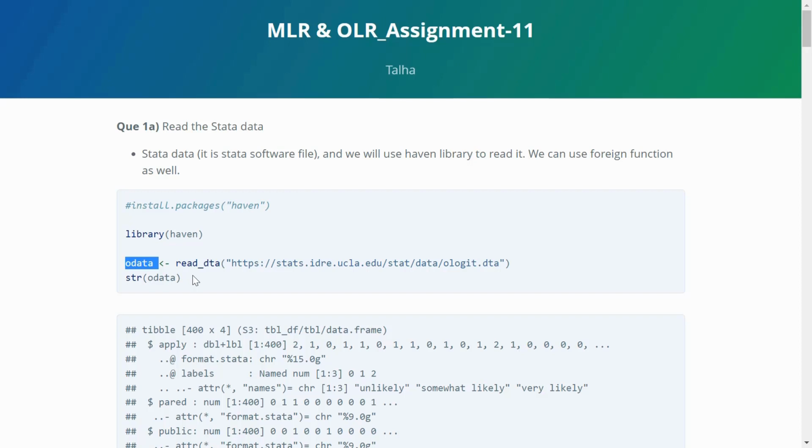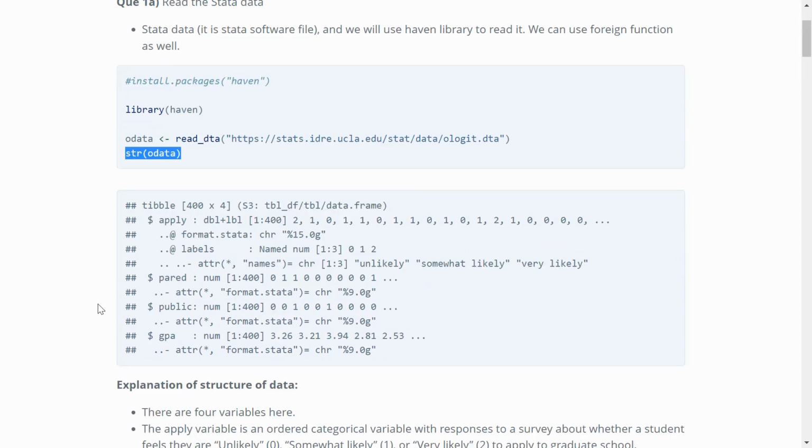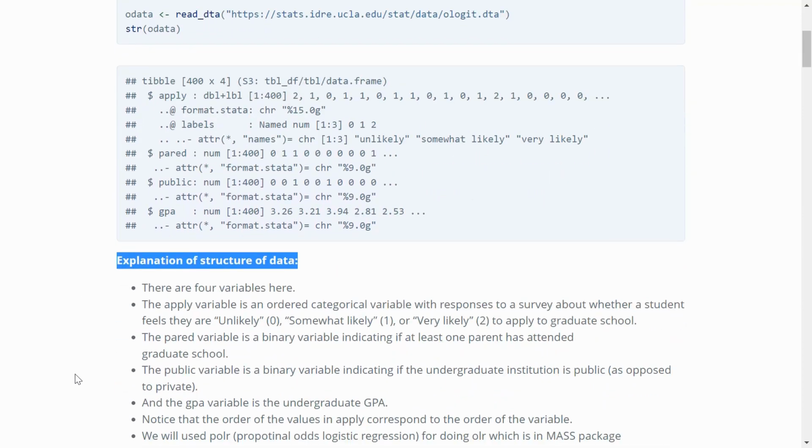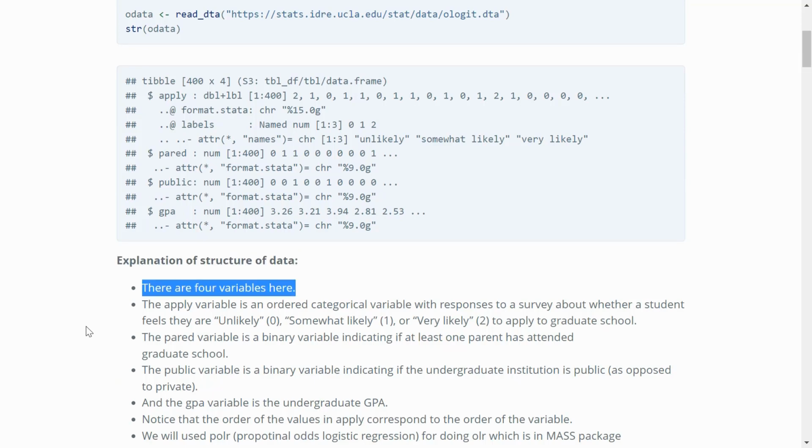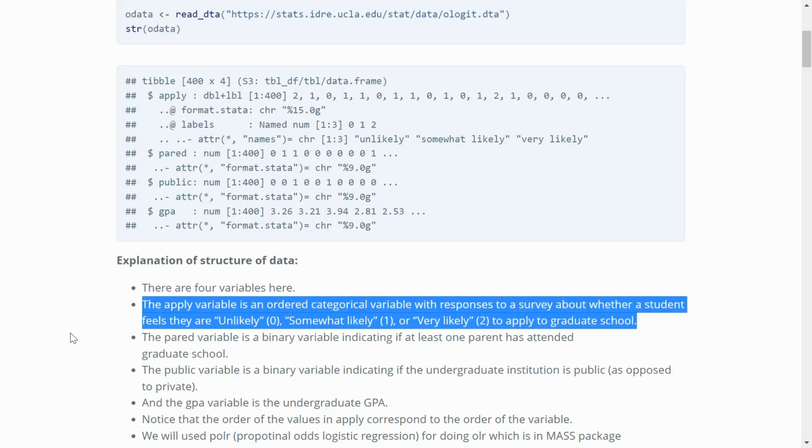So once we have read the data and stored it in the variable OData, we can go on reading the structure of the data. As you can see, the structure of the data is printed here. Now we can read the explanation of the structure given here. The first point says there are 4 variables. The second point says the apply variable is an ordered categorical variable with responses to a survey from the students. The responses were about whether a student feels that they are unlikely, somewhat likely, or very likely to apply to graduate school. Unlikely is given by 0, somewhat likely is given by 1, and very likely is given by 2.